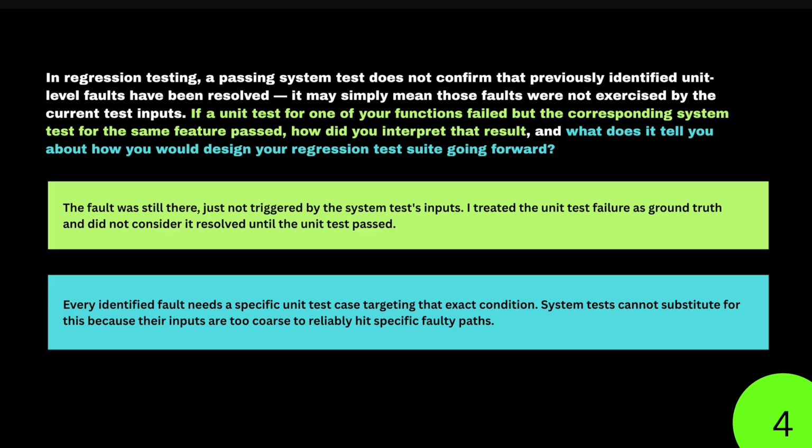What does it tell you about how you would design your regression test suite going forward? Every identified fault needs a specific unit test case targeting that exact condition. System tests cannot substitute for this because their inputs are too coarse to reliably hit a specific faulty path.